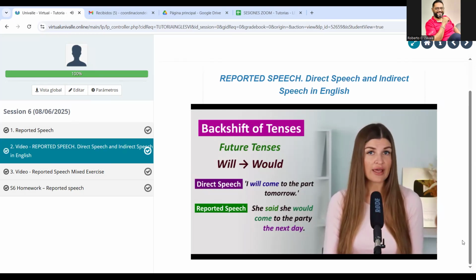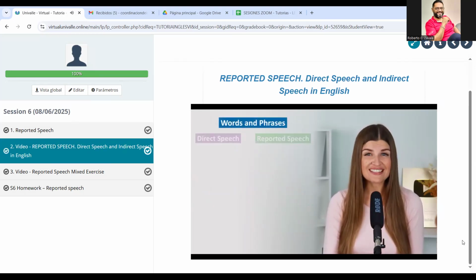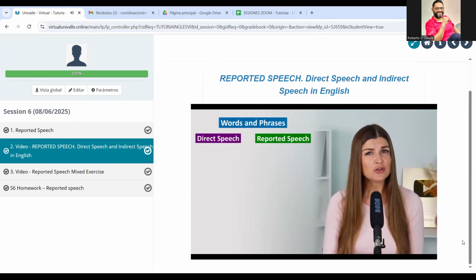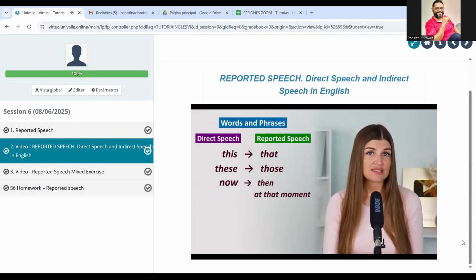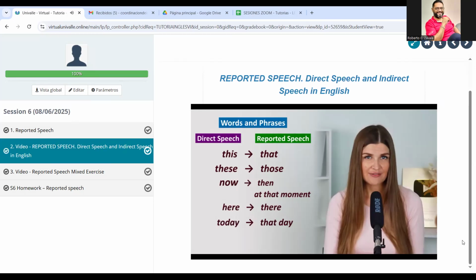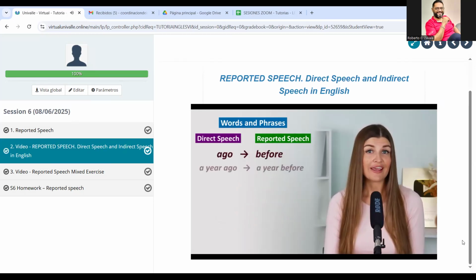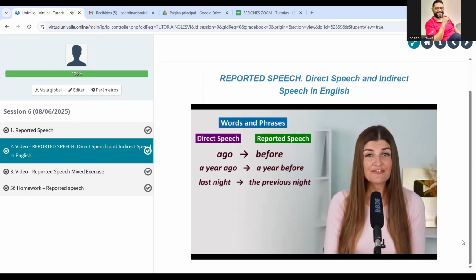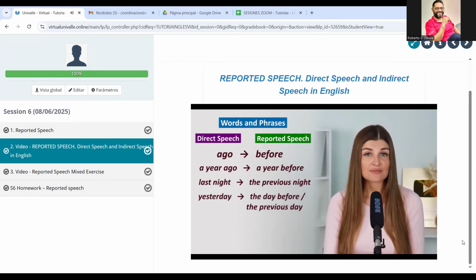Now we're going to talk about important words and phrases that we need to change when using reported speech. Take a look at this example. This becomes that. These becomes those. Now becomes then or at that moment. Here becomes there. A day becomes that day. Ago becomes before. A year ago becomes a year before. Last night becomes the previous night. Yesterday becomes the day before or the previous day.